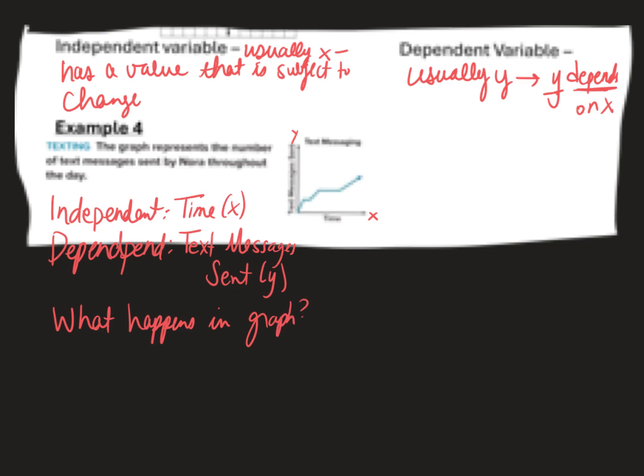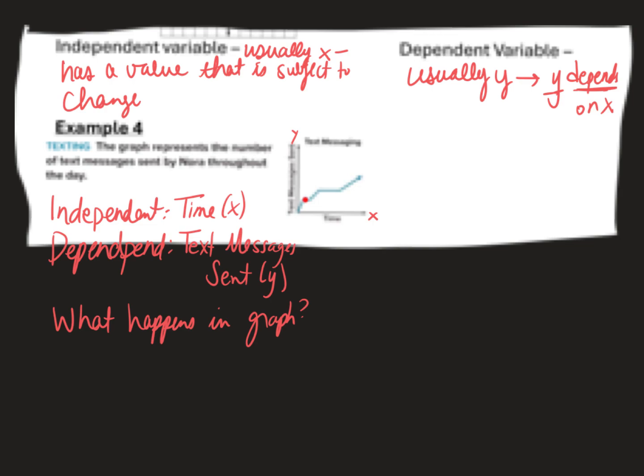So as you move from left to right, the time is increasing. So as you're moving from the origin to the right, your time is increasing. And as you follow this line, as the time is increasing, what's happening to the text messages? They're increasing.